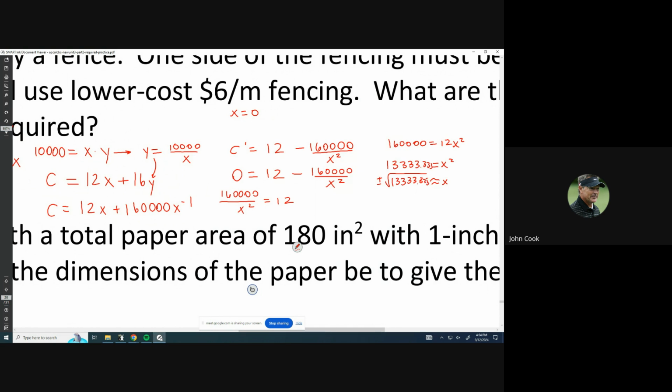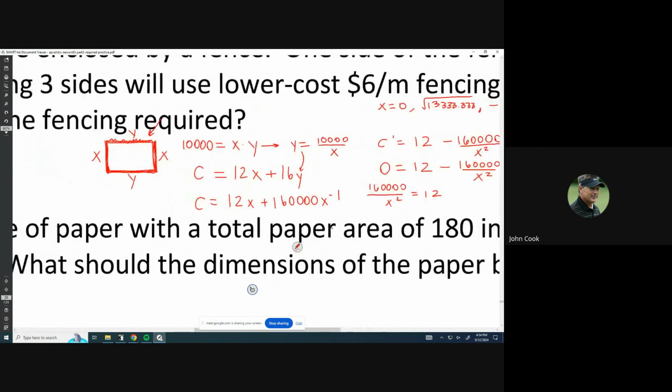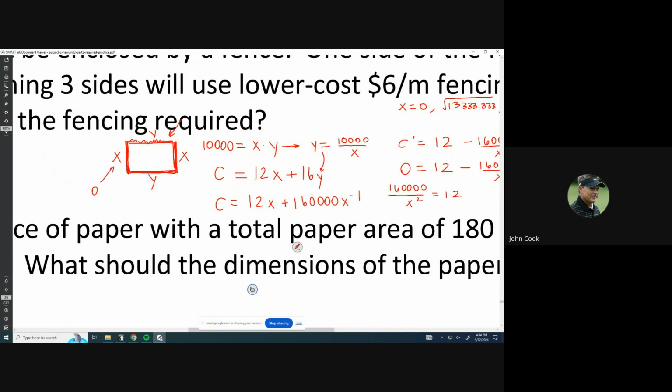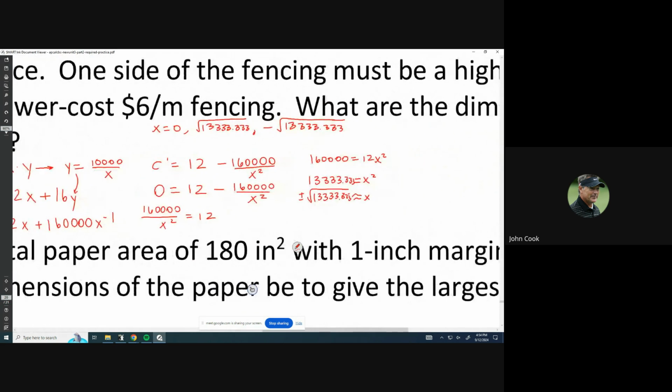All right. Now let's talk about these critical numbers that I have accumulated. 0, and then also the square root of 13,333.333, and negative square root of 13,333.333. So two of those don't make any sense in this problem, right? Because if I'm talking about dimensions of a fence, I can't make the x value 0, because I can't have a side of a fence be 0. And then also I can't have a negative number plugged in for x. So I can get rid of both of those critical numbers. So I'm going to exclude that one and also that one. So that's my lone critical number that I'm going to consider.